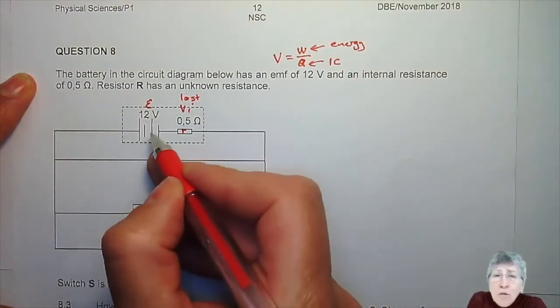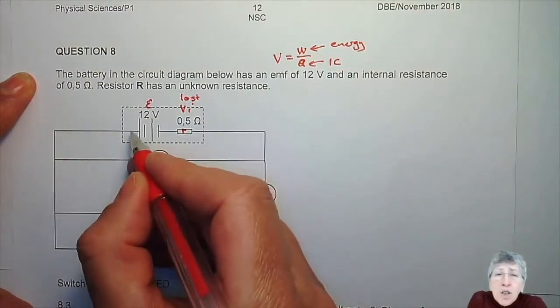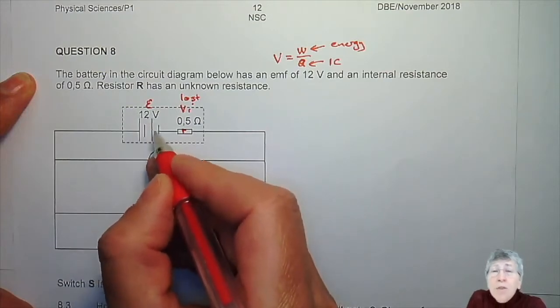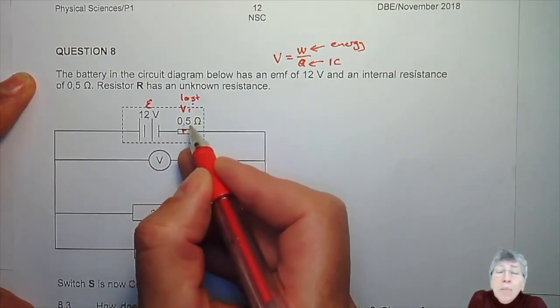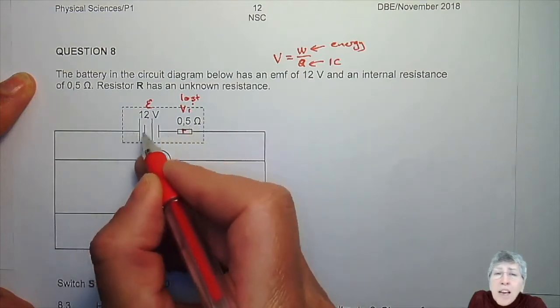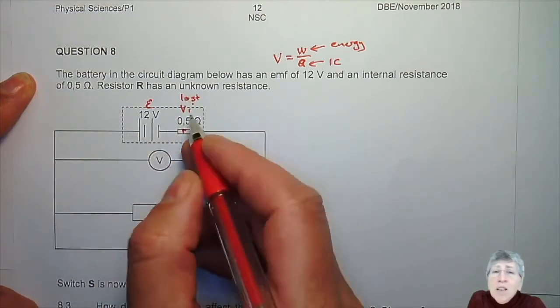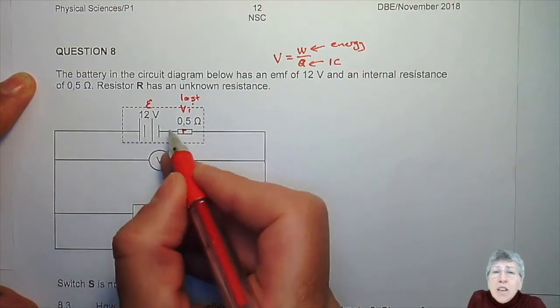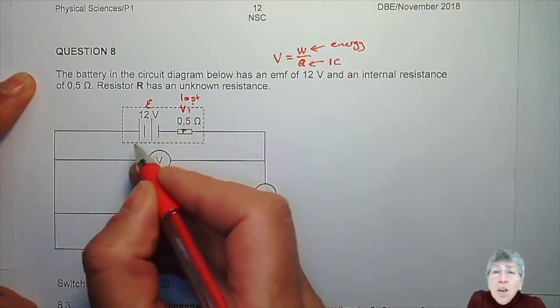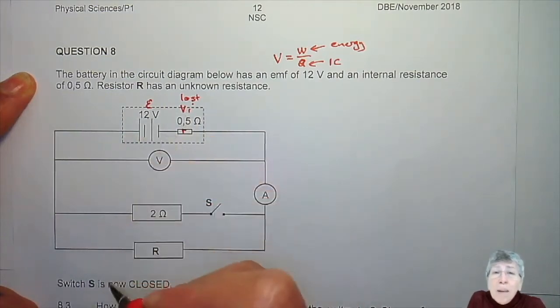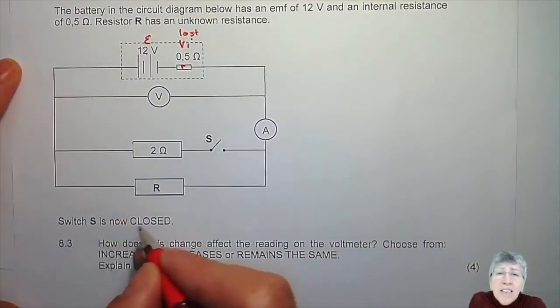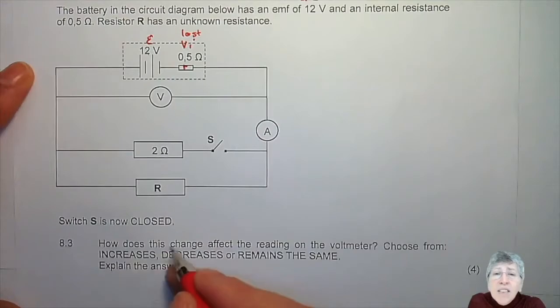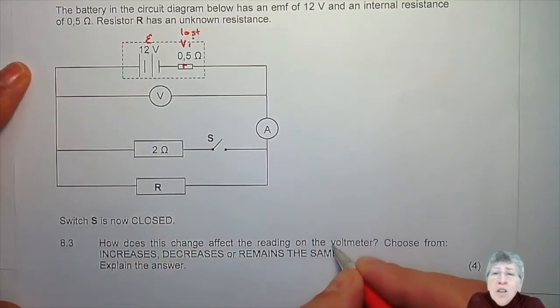But to travel through the circuit means you have to travel through that battery, and that battery with chemicals has got a resistance of 0.5. You will use energy to travel through that. So there will be electrical energy converted to heat when the charges travel through there. So now when they ask us the question, they tell us switch S is now closed. How does this change affect the reading on the voltmeter?